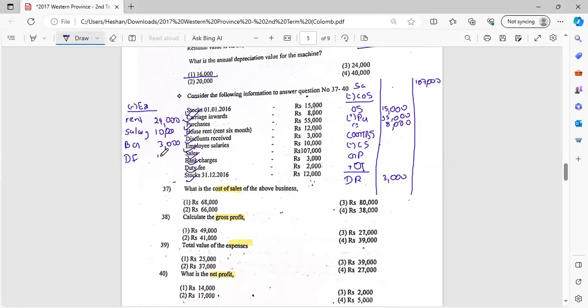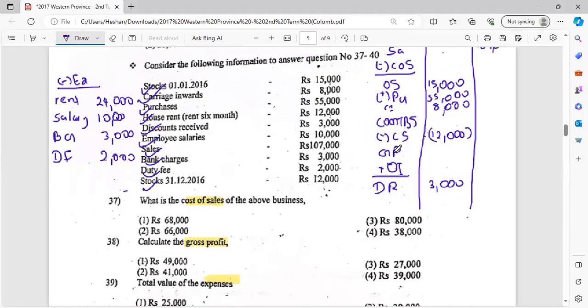I think the best answer is this one. Okay. Right. Duty fee 2,000. Stocks as at 31st December 2016, which means closing stock. How much? It's 12,000. So these are the things.